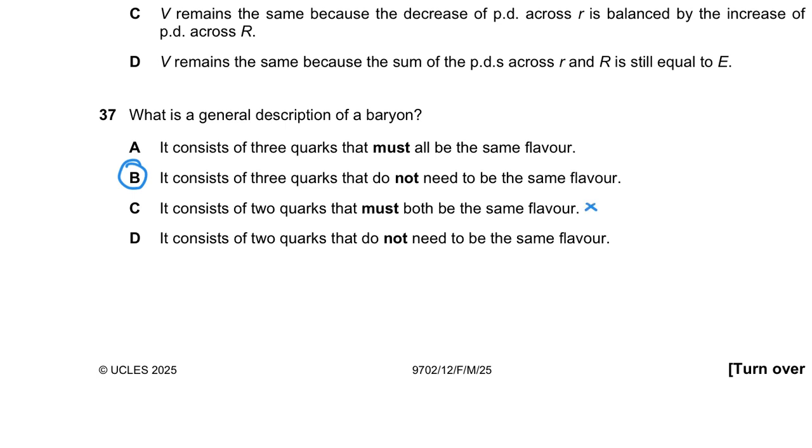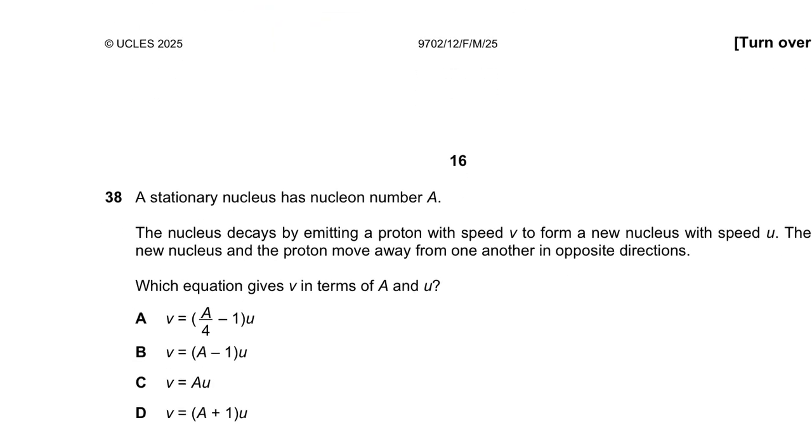C and D are incorrect based on the fact that C and D say that it consists of 2 quarks. A is incorrect based on the fact that it says that all 3 quarks must be of the same flavor, which is not a requirement.